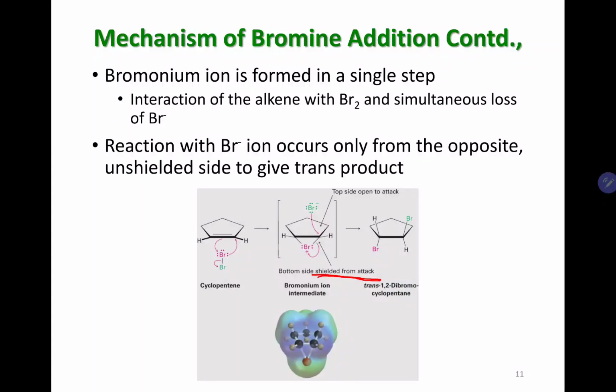So when you're halogenating alkenes, the previously electrophilic bromine can block one side of the ring, so that the incoming bromide ion can only reach the ring from the opposite side. Therefore, the product will have the two bromines on opposite sides.